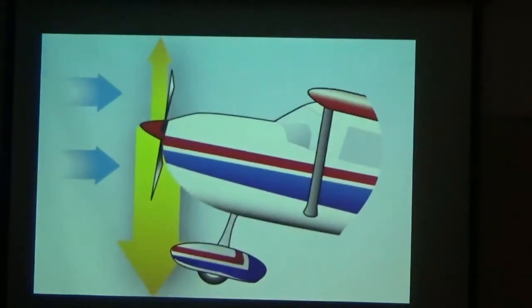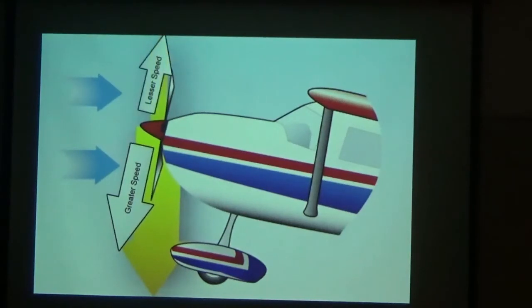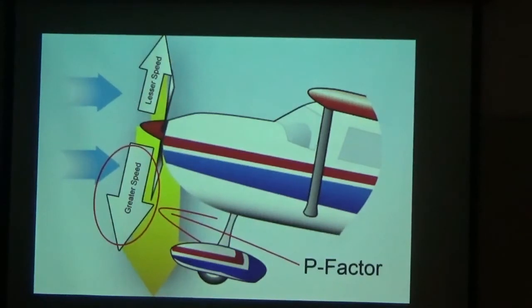The reason is that the blade moving downward has a greater speed through the air because it's moving into the wind, while the blade moving up travels with the wind. Because the propeller is an airfoil, the faster the blade moves through the air, the more lift it produces. Therefore, the faster moving blade causes an unbalanced forward thrust, called P factor, or the asymmetrical loading of the propeller.